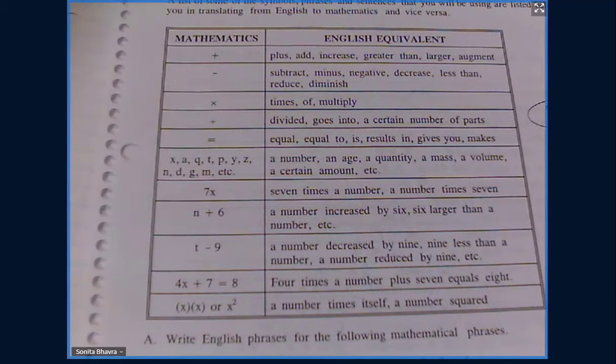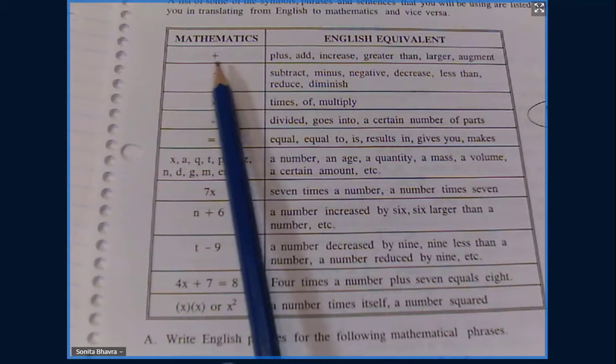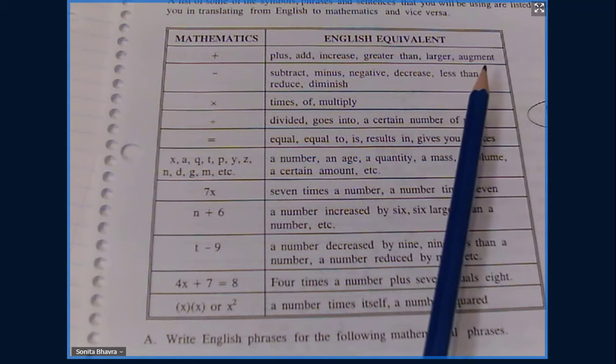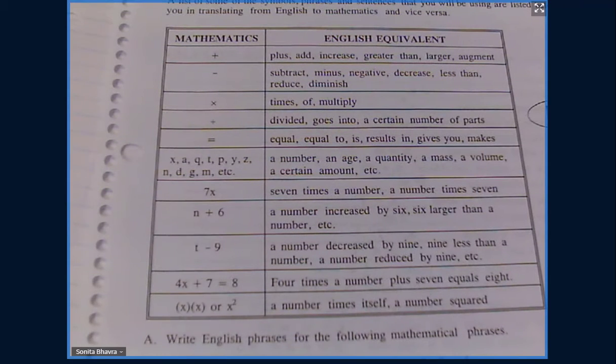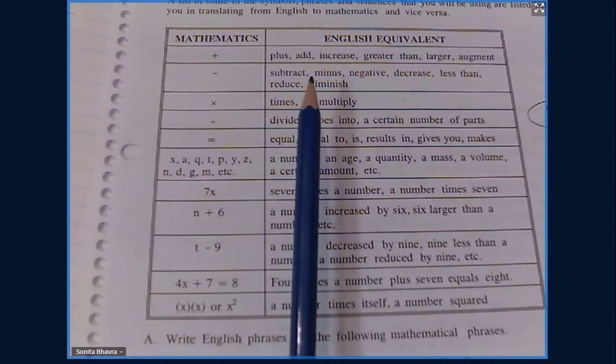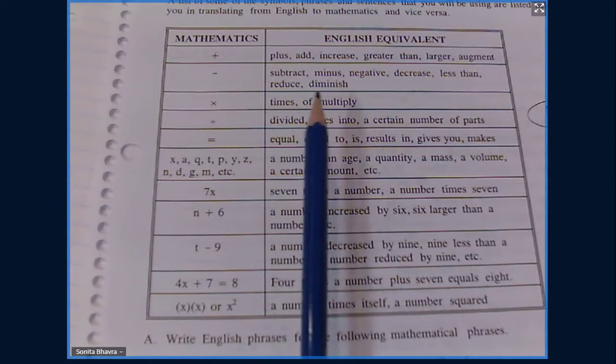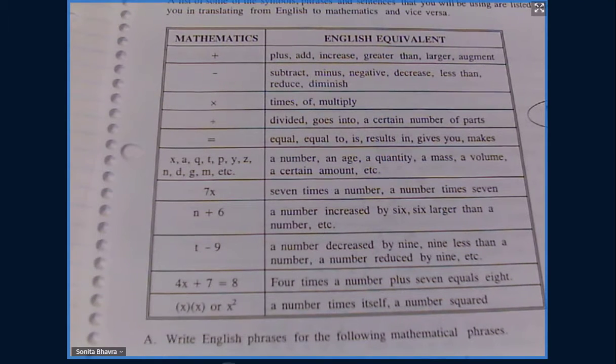But we remember that it could be more, it could be different than this as well. Like, for example, with addition here, they've used plus, add, increase, greater than, larger, augment. But another word that is used for addition is the sum. So the sum of always means addition as well. Here, subtraction, so subtract, minus, negative, decrease, less than, reduce, diminish. So the one I see that's missing here is the difference.